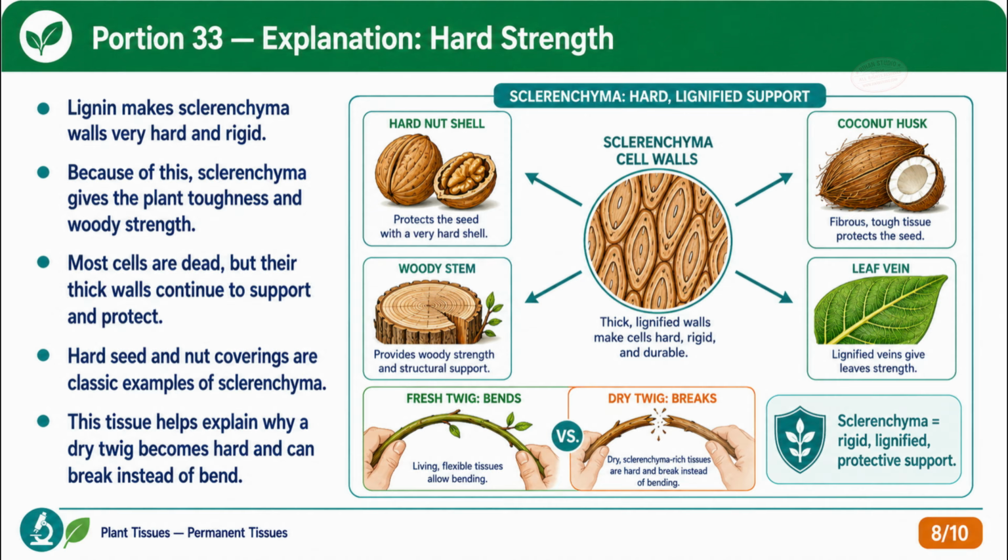Explanation. Sclerenchyma has thick walls hardened by lignin, making the cells hard and strong. Most of these cells are dead. It gives the plant its woody strength and is found in stems, leaf veins, and hard coverings of seeds and nuts, like a tough coconut husk or walnut shell.